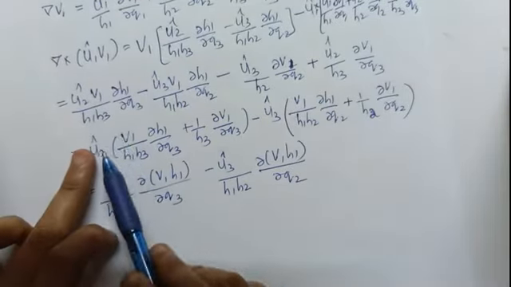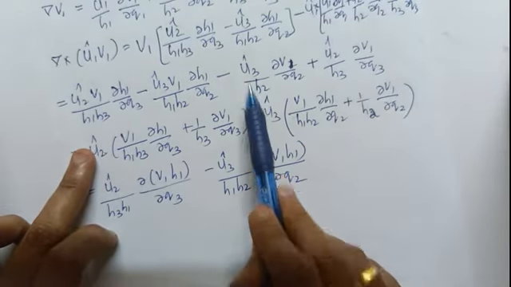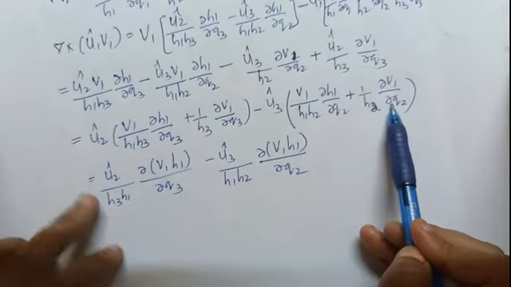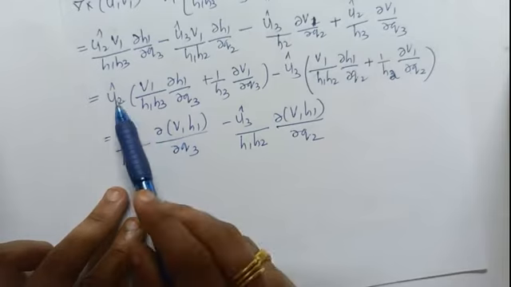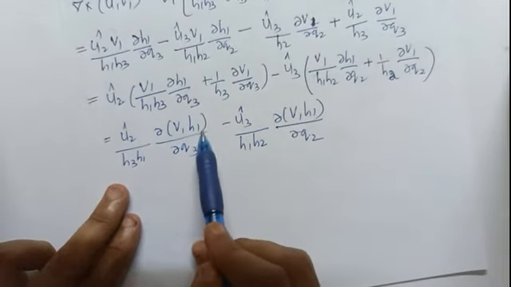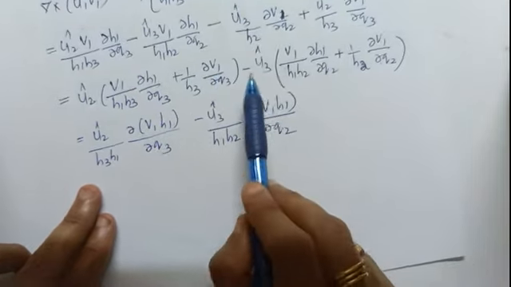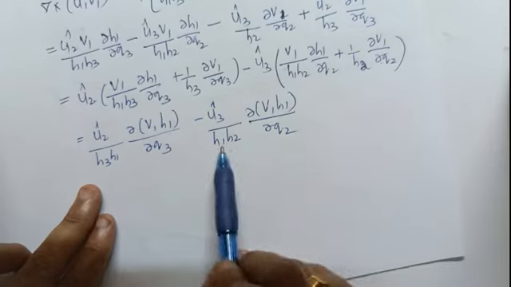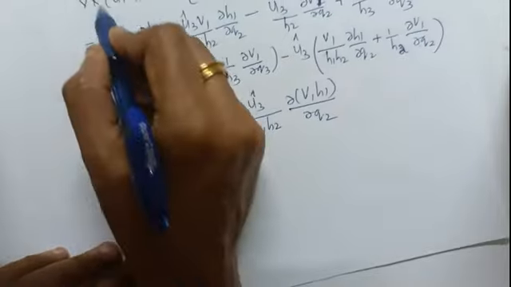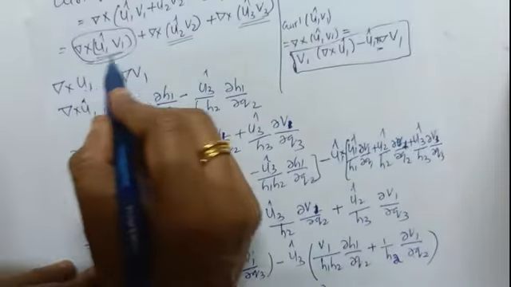That is, u2 taken outside for the first and the last term, minus u3 taken outside for the second and the third term. And as previously written, we have taken h1 h3 outside with the partial derivative of v1 h1, this one term, and similarly u3, taking h1 h2 outside with the partial derivative of this term. This is actually for del cross u1 v1.